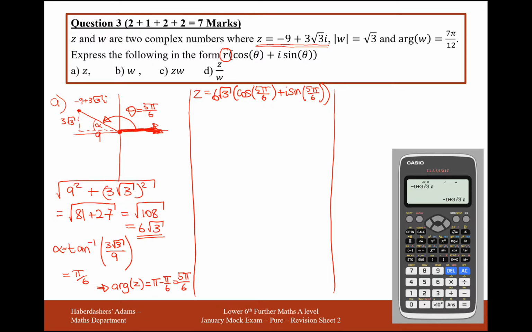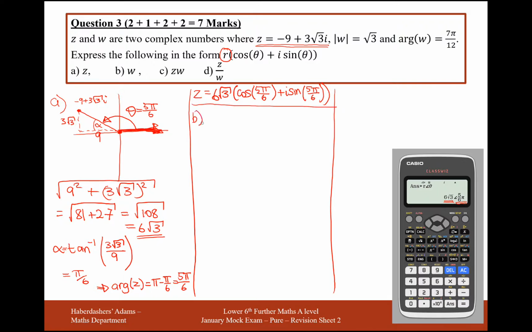Press enter, and then you need to scroll one option block down, and you'll get answer to r theta form. So then you press enter on that, and you press enter again to select your answer, and it's going to be 6 root 3. So that's 6 root 3 here representing the modulus of our complex number, and 5 pi by 6 here is representing the argument of our complex number. Okay, so it's useful to know the calculator does that for you.